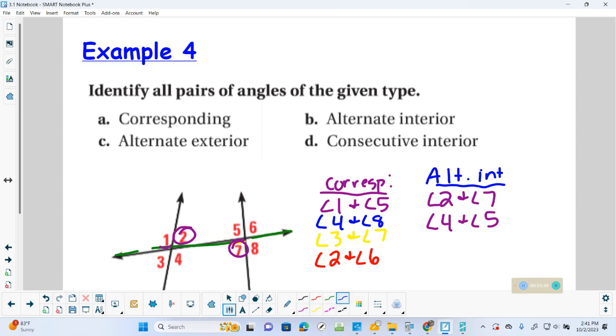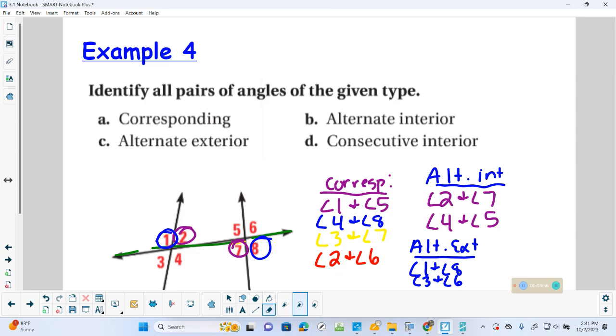Okay, all right. Let's do our alternate exterior. Okay. I'm going to give you part of it. 1 and 8. On either side of the green line, and then on the outside, of course. What's your last pair of alternate exterior? 3 and 7. I'm sneaking it on. I'm way at the bottom. I'm running out of room. Okay, let me erase this. Last but not least, okay.